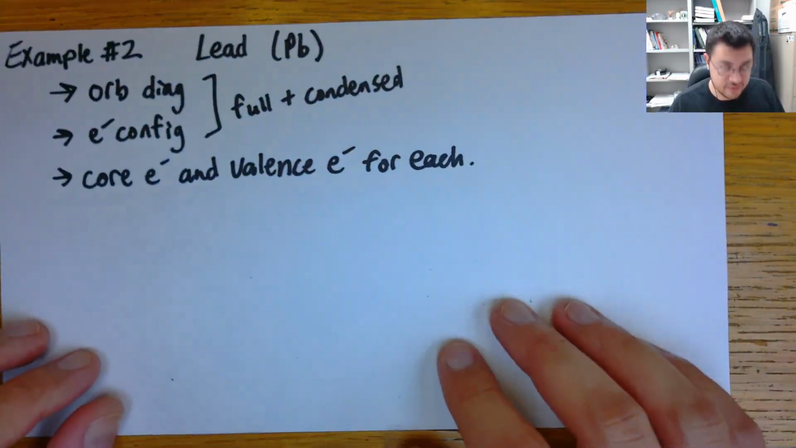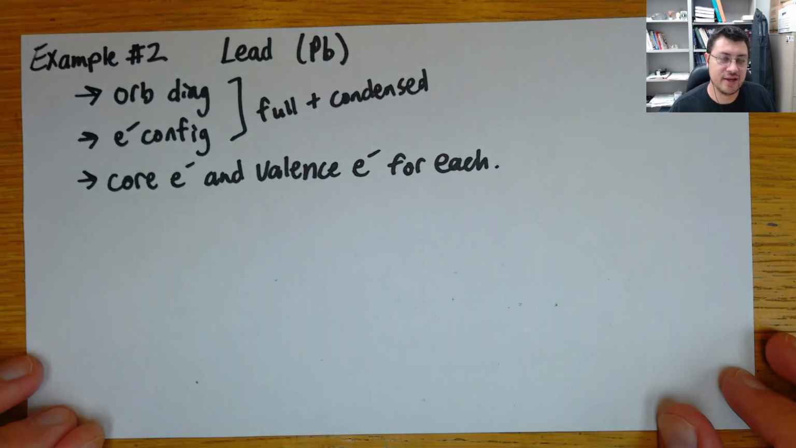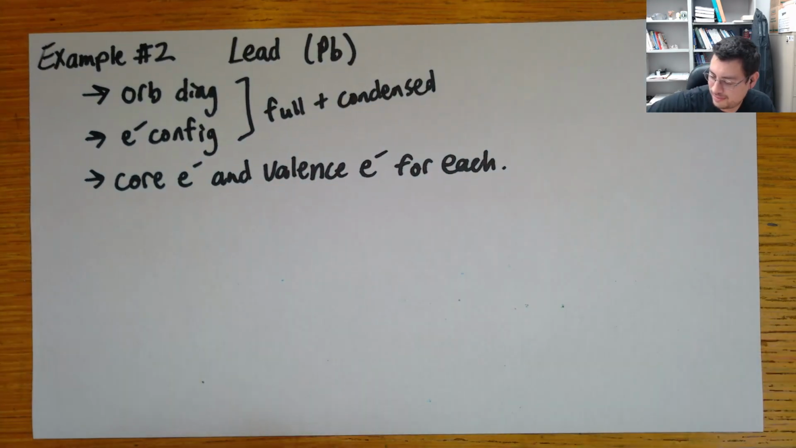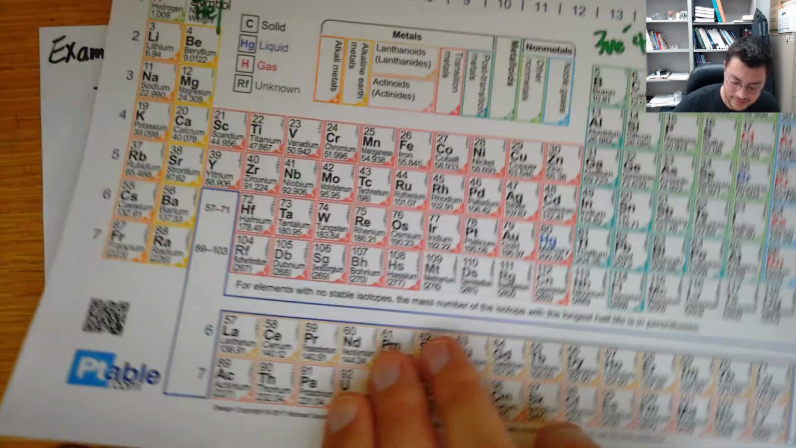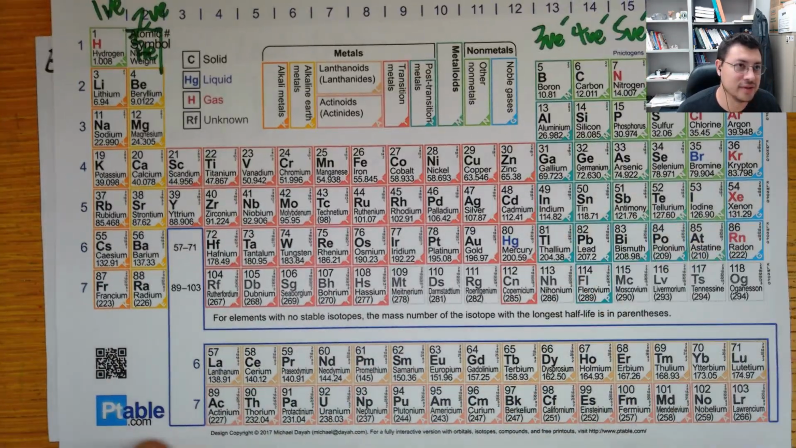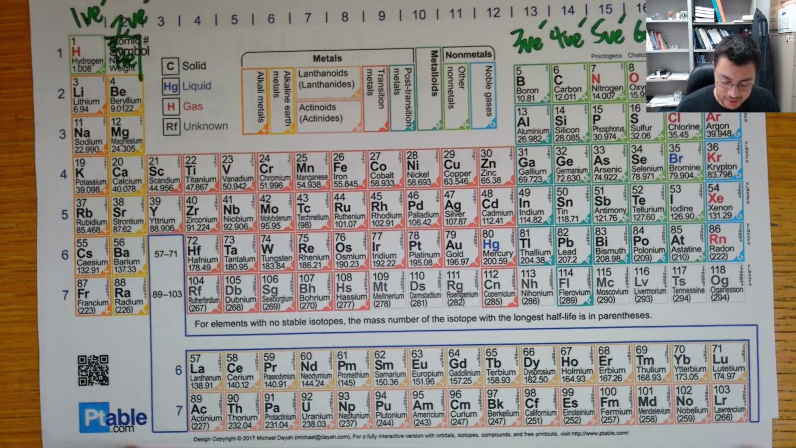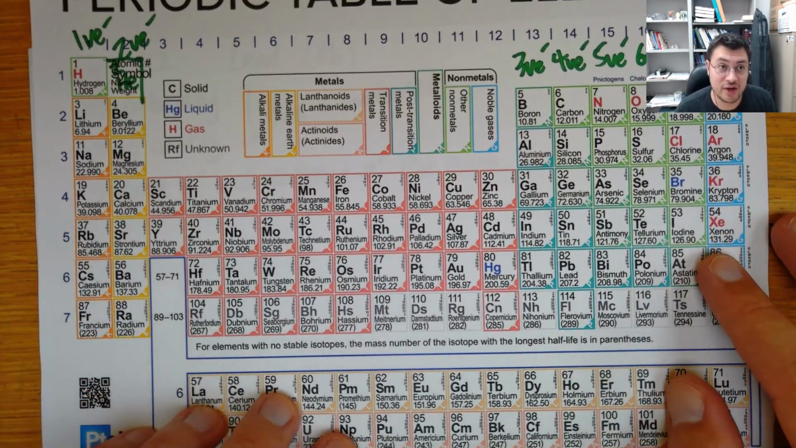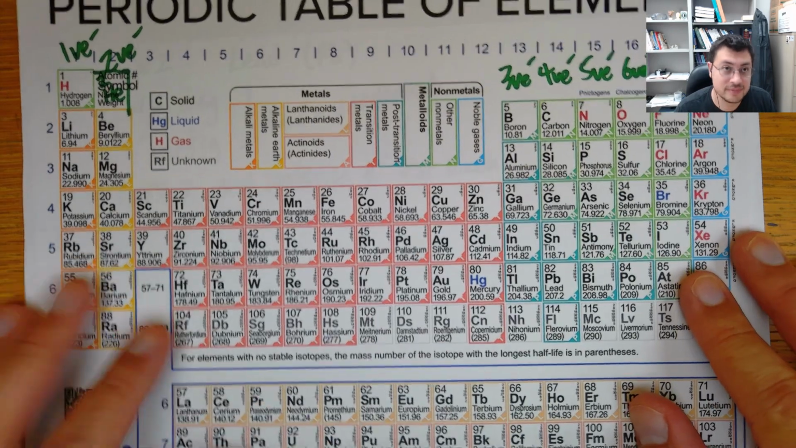Okay, last example for this video, we'll be doing lead. This one will take longer. There's 82 electrons. All right, there it is, lead, 82. So let's narrate its electron configuration. Here we go.